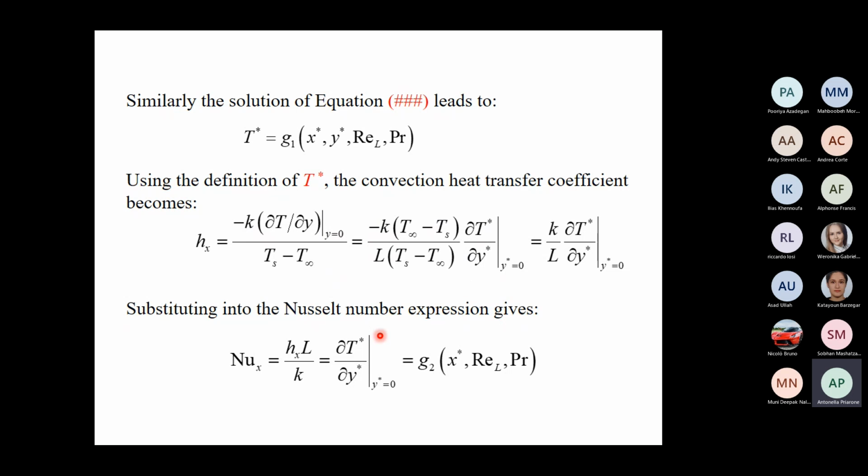Now I introduce the Nusselt number. The Nusselt number is defined as h times L divided by k. And as a consequence, the Nusselt number can be expressed only by the derivative of T star in y star for y star equal to 0. Remember that T star is a function of x star, y star, Reynolds number and Prandtl number. If I fix y star equal to 0, I obtain that my Nusselt number is a function of x star, Reynolds and Prandtl number.